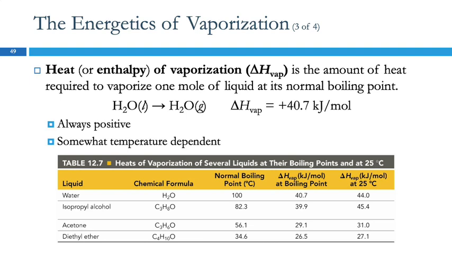Vaporization is always an endothermic process. You have to put heat into it. It will depend a little bit on the temperature, and that's why it says at its normal boiling point. But it doesn't depend a lot. So if we look at water here, the normal boiling point is 100 degrees Celsius. At 100 degrees Celsius, the heat of vaporization is 40.7. But at 25 degrees Celsius, which is considered room temperature, it's 44. A little higher, but not much. Okay?